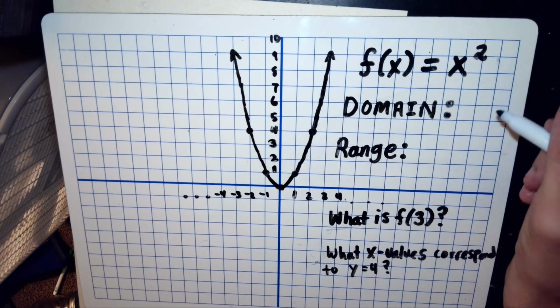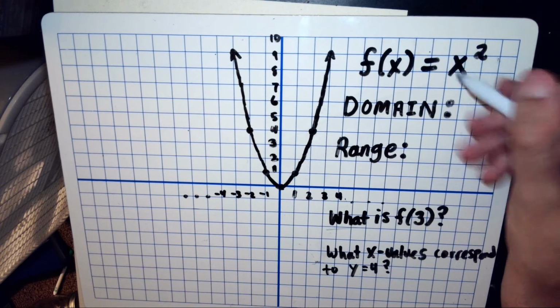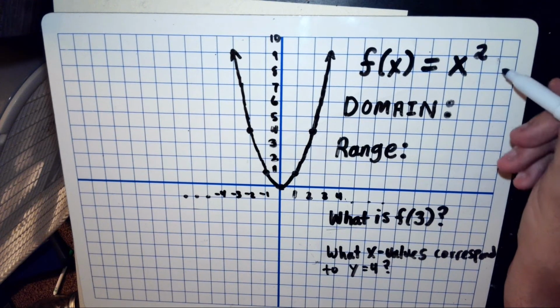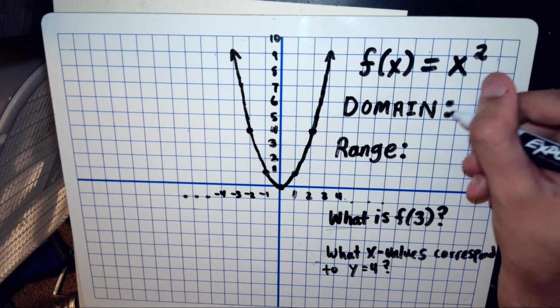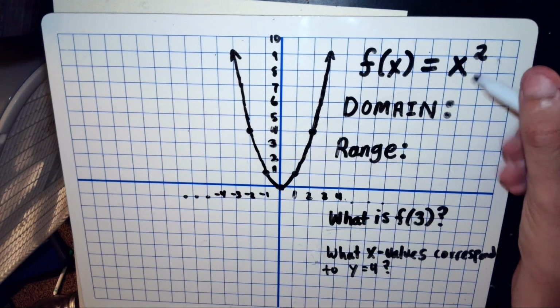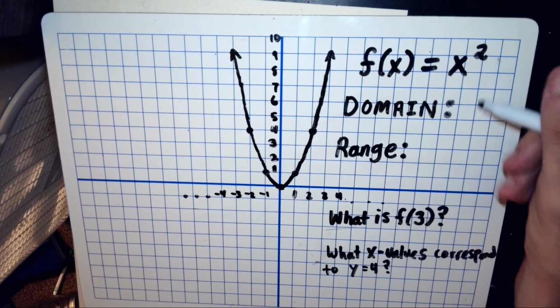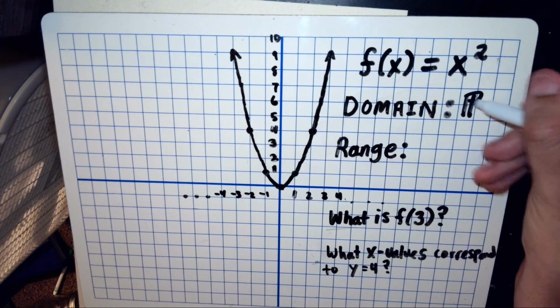So there's no division by 0 in this problem, and there's no negatives under a square root or anything of that nature. So in this instance, the domain is just all real numbers. You can plug in anything in for x here. So we say that's all real numbers, and we denote that with a capital R.